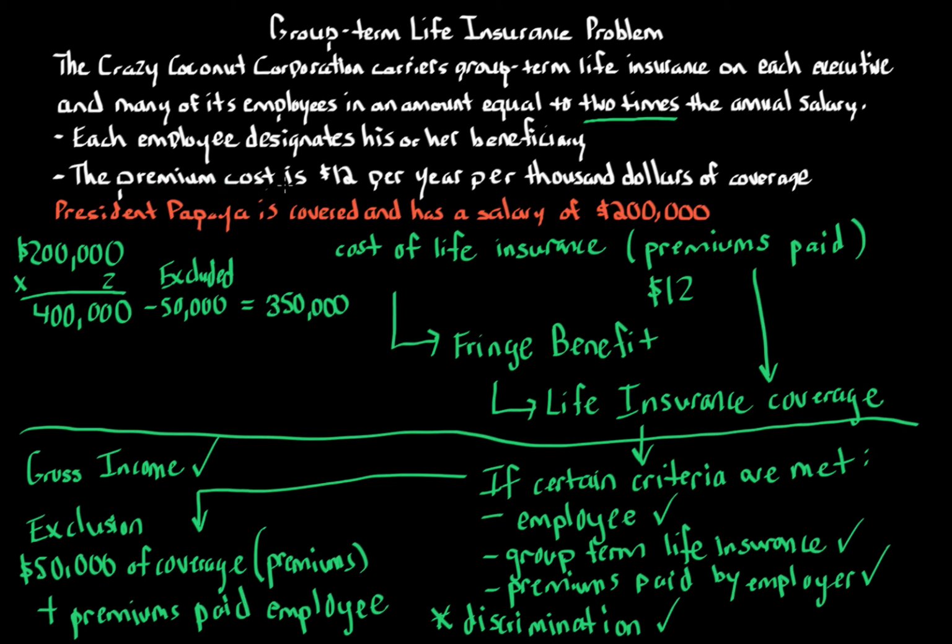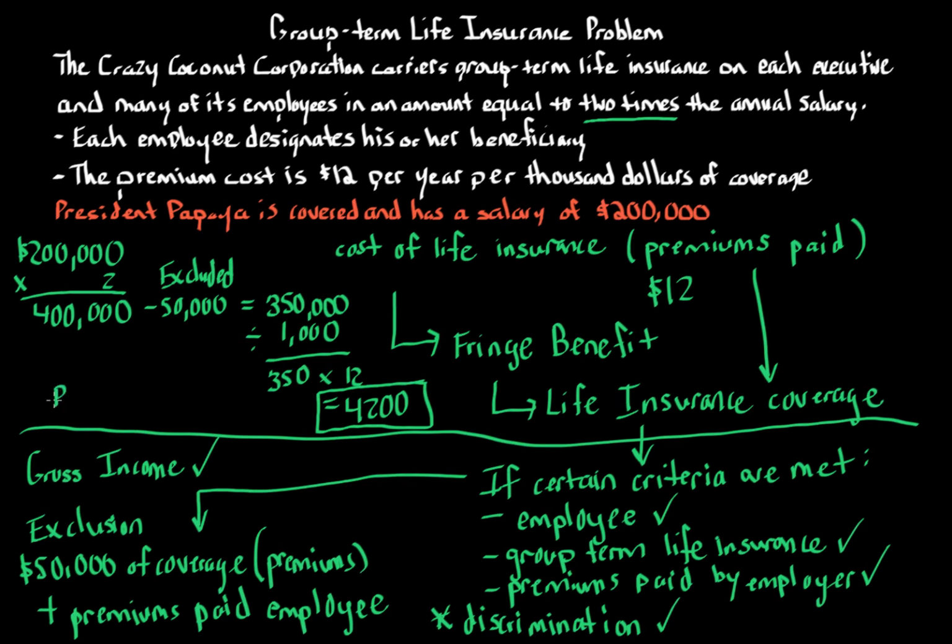So again, the cost is $12 per year per thousand. So we take the $350,000, which is the coverage portion on the premiums that is taxable. We divide that by 1,000 again because it's per $1,000, which gives us 350. $350 times 12 is $4,200. So this is the cost of the premiums, the $12 per thousand on the $350,000 that is included. The $4,200 amount is included in gross income.